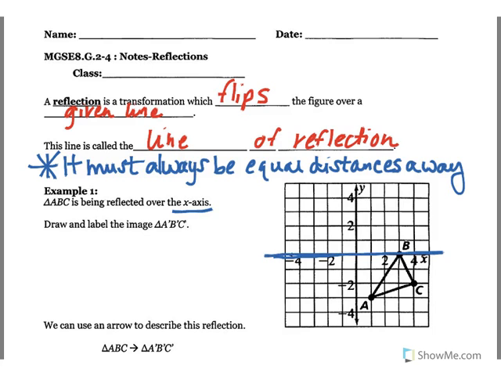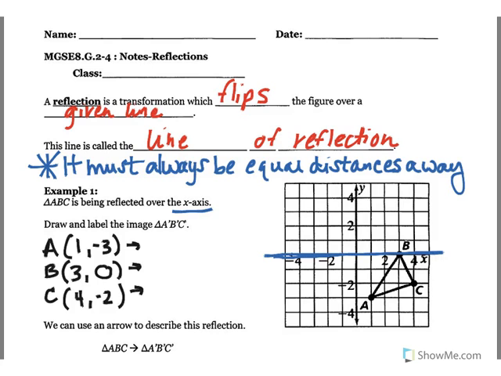Okay, and it says draw and label the image triangle ABC prime. So we're going to reflect that triangle over the blue line, which is the x-axis. So the first thing you need to do is to find your coordinates for A, B, and C before your reflection. So we would write down the original coordinates, okay, and now we have to reflect those original coordinates over the blue line.